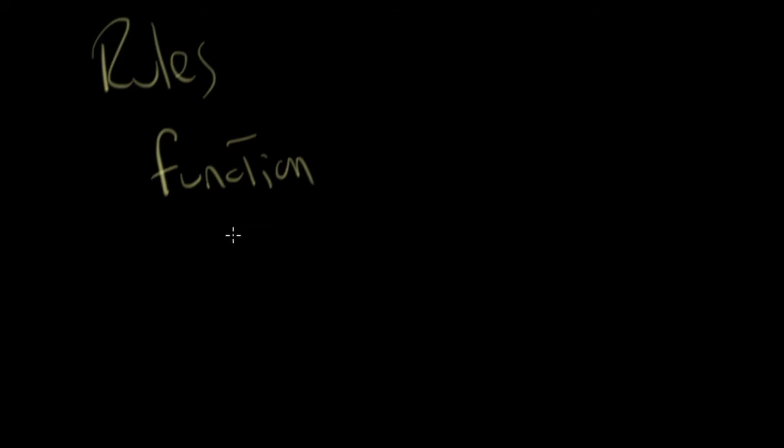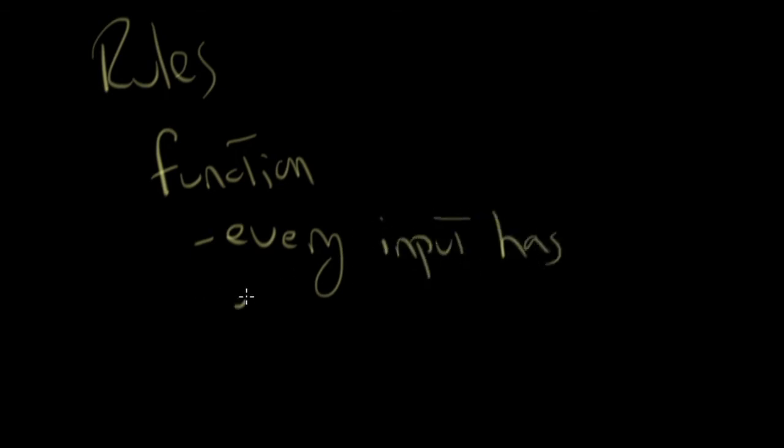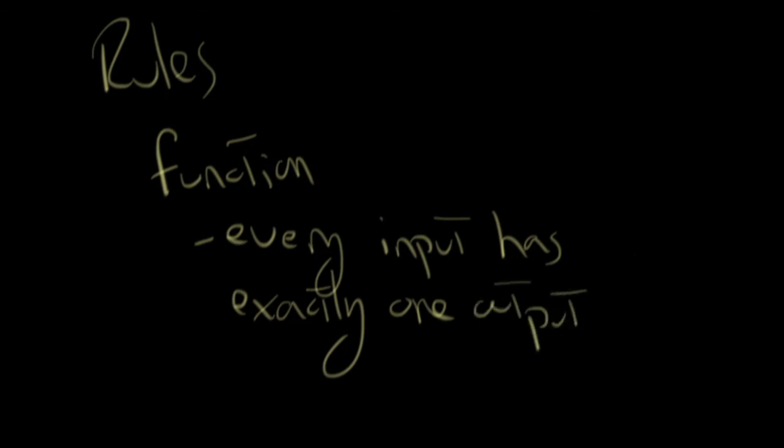A few things, though, we do need to know. There are some rules. Number one, to be a function, we'll say this, every input has exactly, you probably want to bold that word in your notes, exactly one output. Okay, so that makes sense. Every one input has exactly, I'm going to put a little box around that.